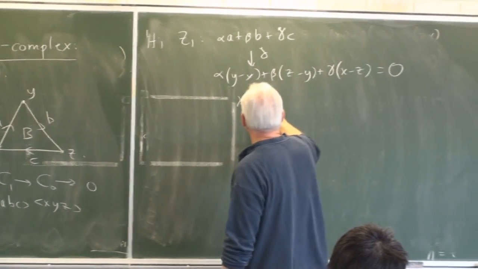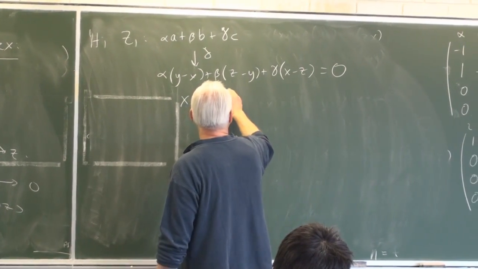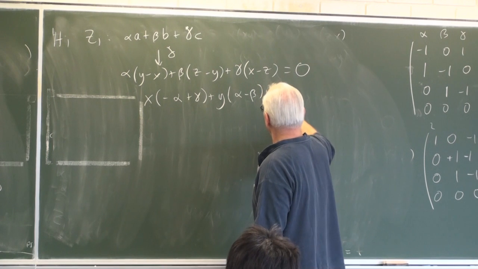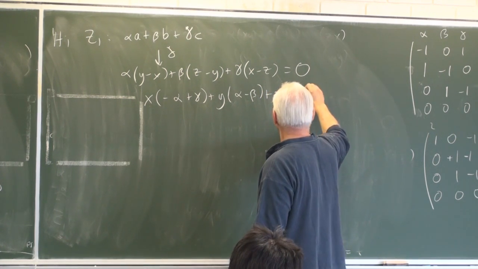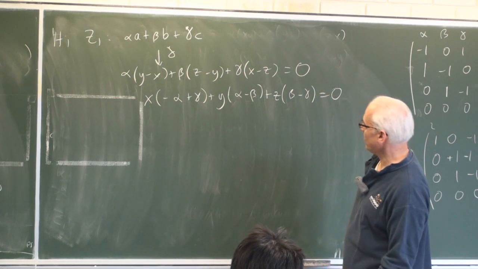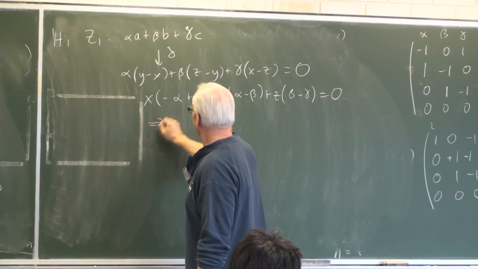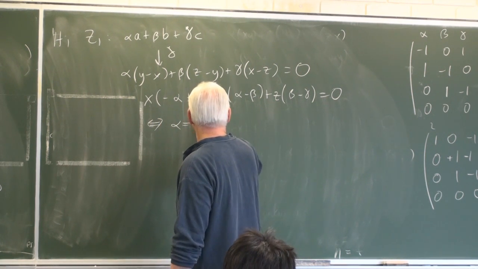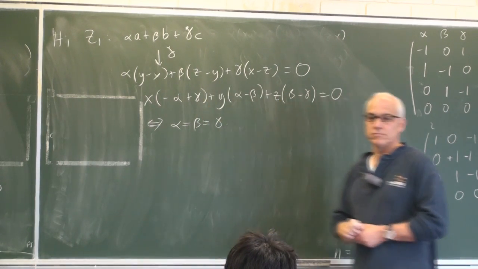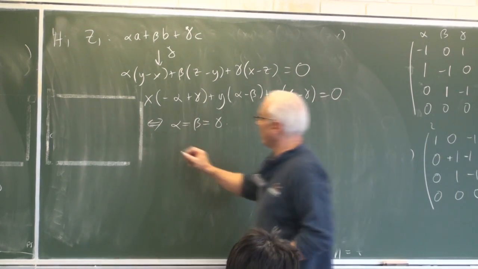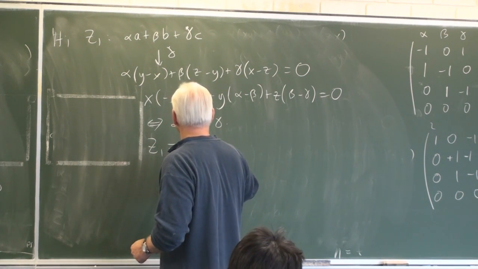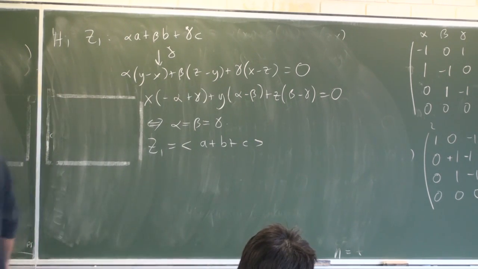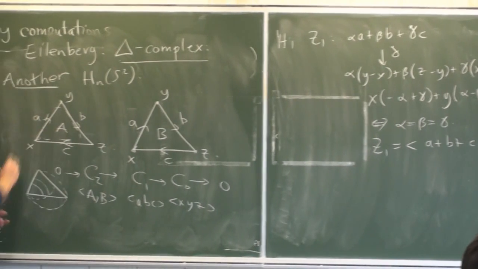And so then the equations are x times (minus alpha plus gamma) plus y times (alpha minus beta) plus z times (beta minus gamma) equals 0. And that happens precisely when alpha equals beta equals gamma. And so the cycles are just the span of A plus B plus C, which makes sense. That's our basic cycle in the story.